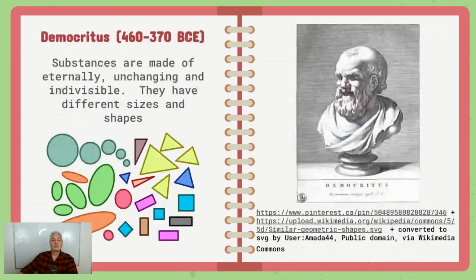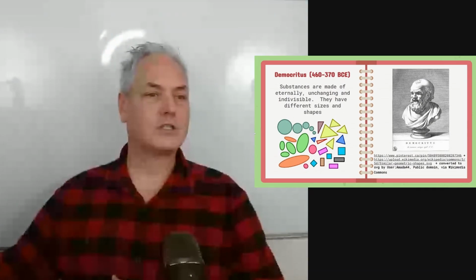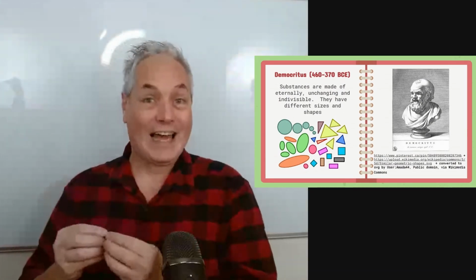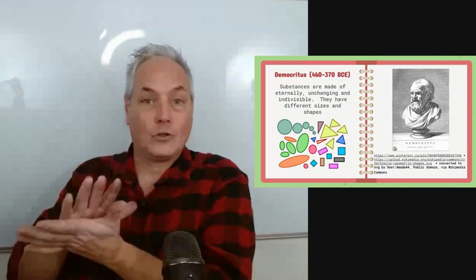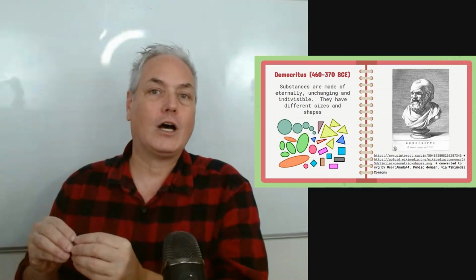Going back, here we have Greece before Socrates, around 400 years before our common era. His thinking was that all substances are made of eternally unchanging and indivisible particles of different sizes and shapes. If I remember well, the idea was that if you go to the beach, take a shell and crush it, you end up with little crumbs of shell. You can bring it down to small dust, and it is still a particle of shell.